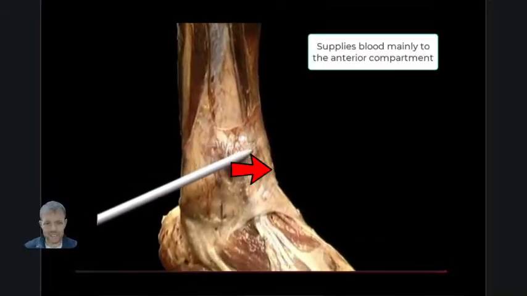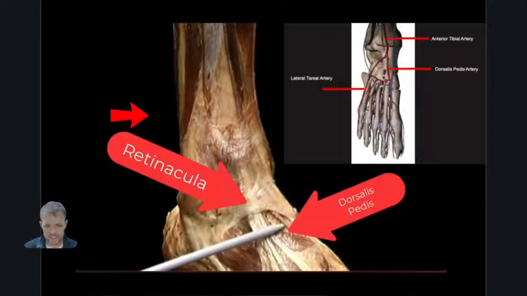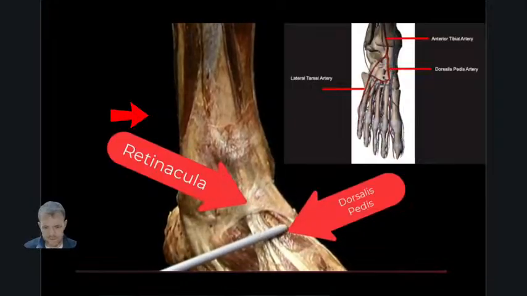This is the retinaculum of the foot, which we were looking at quite a few weeks ago now. And then what we have, now this is quite an important artery in the foot. It's very superficial. It's kind of the end of the line of the arterial supply.